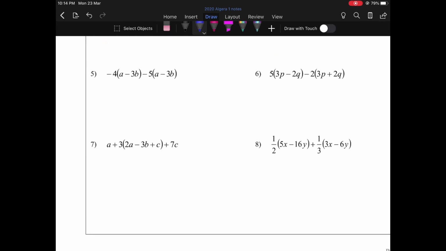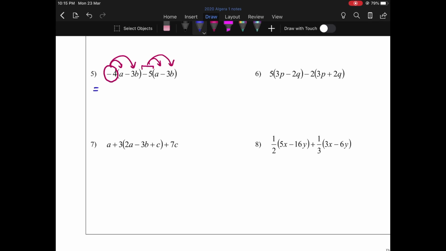Question 5. Now, you see two things. We have to do the multiplication first before the subtraction. So you have to distribute negative 4 into this first set of brackets. Then next, you have to distribute negative 5 into the next set of brackets.